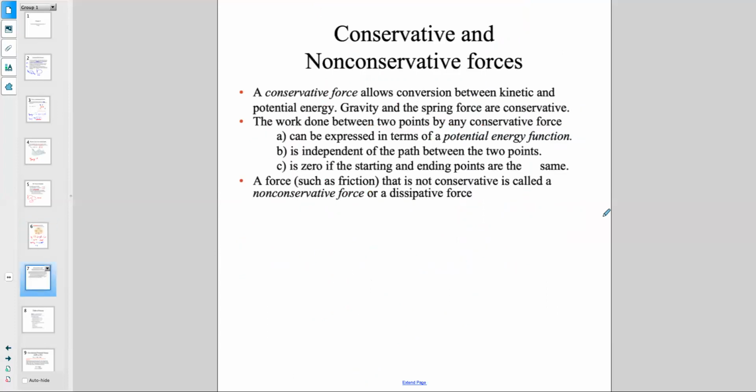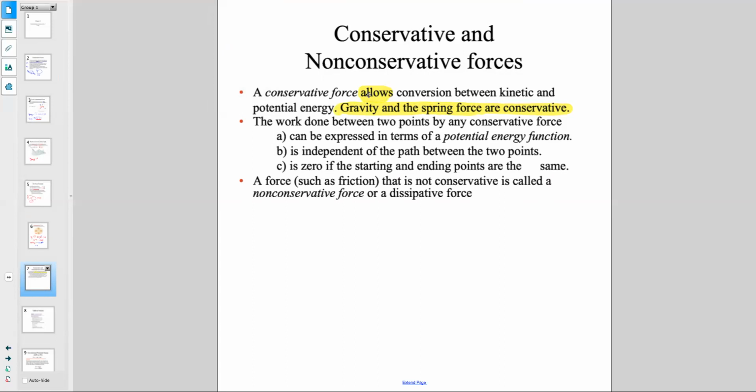Conservative and non-conservative forces. A conservative force allows conversion between kinetic and potential energy. Gravity and spring forces are conservative, so this is important to keep in mind. If I ask you to give me two examples of conservative forces, you can say gravity and the spring force. They allow conversion between kinetic and potential energy.